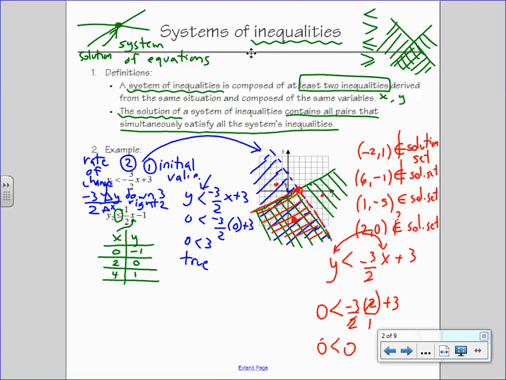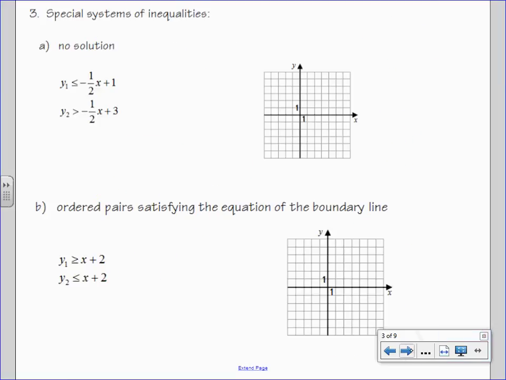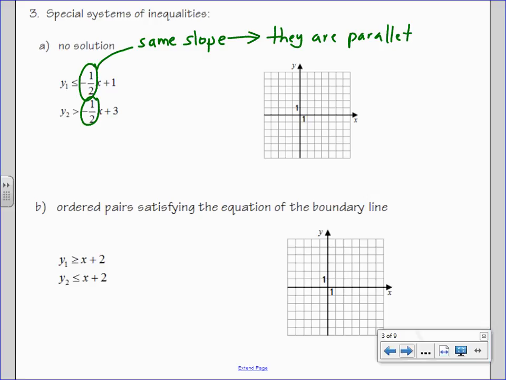Now let's look at some special sets, because it's not always going to be like this. Okay, if you look at this set that has no solution, what does it mean? If you look at your two inequalities, they have the same slope. If you remember from sec 4, they have the same slope. What does it mean? It means that they are parallel.